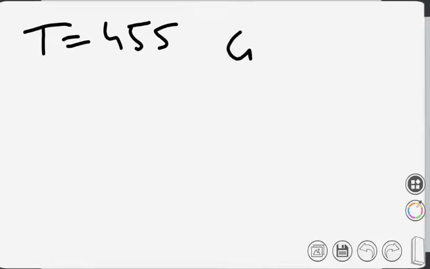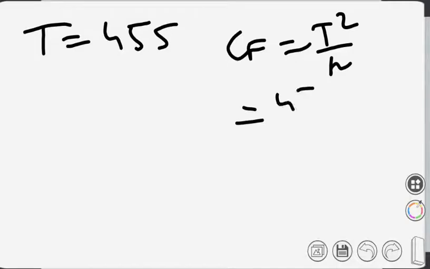So now T is 455. So CF is T square by N. So that means 455 square by N, where N is 12, isn't it? Sir, N should be written in capital? How you write, it's up to you. I have denoted it by small n. You can write capital N, it doesn't matter, but it should be defined earlier. So 455 square divided by 12. How much is that?